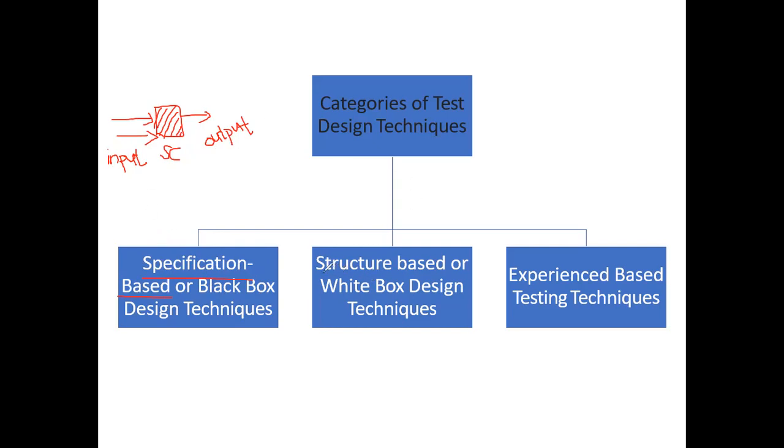Then when it comes to structure based, here the source code is completely visible for the tester, right? This is visible. Then the tester can directly go through the structure of the code, right? He or she can read the code and analyze the code and do the testing. That's why we call this one the structure based or white box design technique.